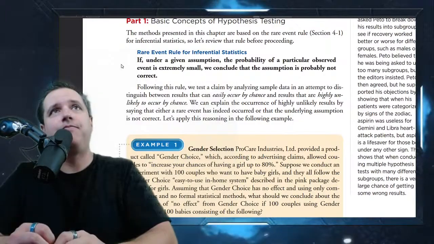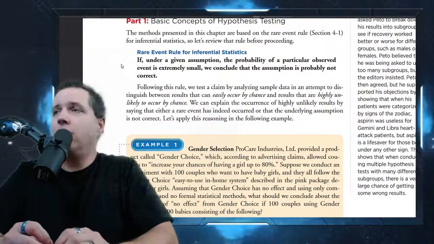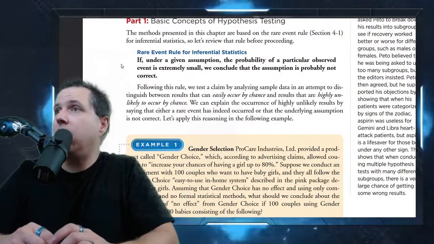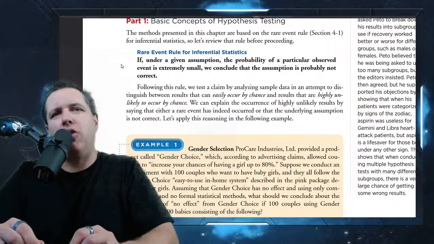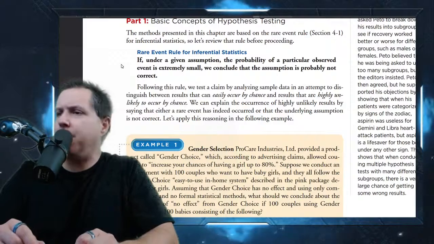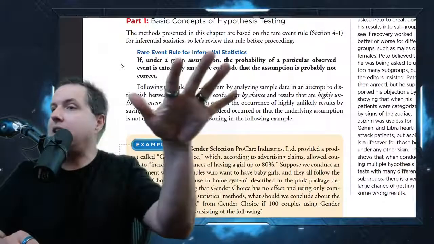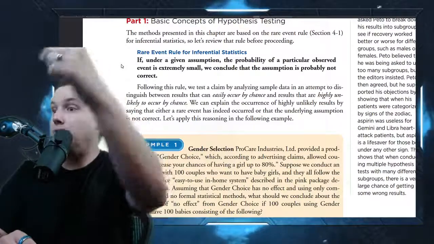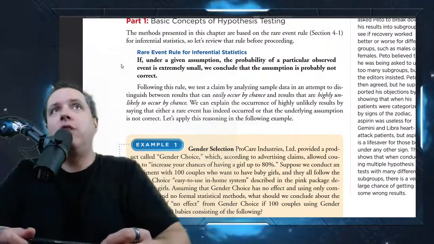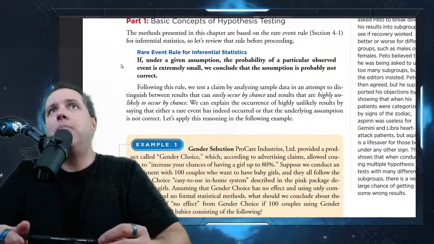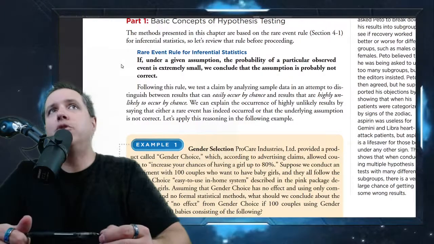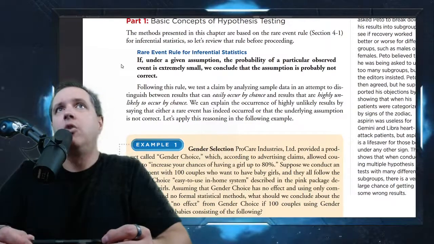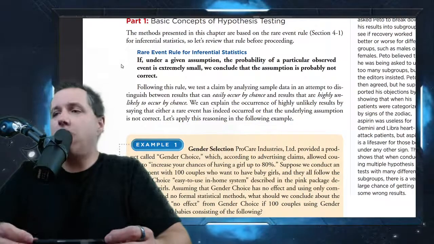So let me read this. If under a given assumption, so a given assumption means you've assumed a thing. Say, well, I assume that this is true. I don't know if it's true, but I'm assuming it's true. So then we're just acting on that. Let's assume that what you're saying is true, then we'll move forward. So if under a given assumption, the probability of a particular observed event is extremely small, we conclude that the assumption is probably not correct.